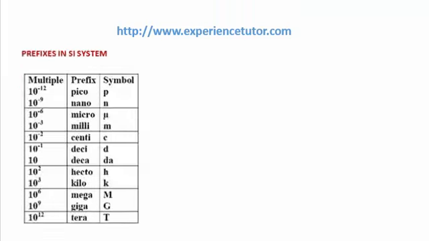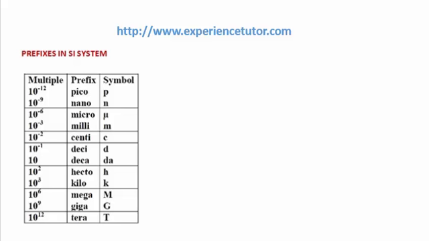Prefixes in the SI system. 10 to the power minus 12 is known as pico. 10 to the power minus 9 is nano. 10 to the power minus 6 is micro. 10 to the power minus 3 is milli. 10 to the power minus 2 is centi. 10 to the power minus 1 is deci.